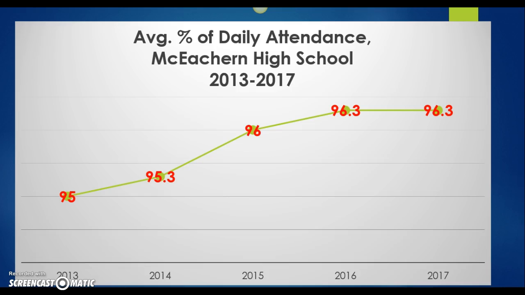This is also very interesting. The average percentage of daily attendance at McEachern from 2013 to 2017. In 2013, you see the average attendance was 95%, and as you see an upward trend here, as you get to 2014 of 95.3, 2015 of 96, 2016 of 96.3, and then just kind of keeping that pace in 2017 with a 96.3% daily attendance rate.